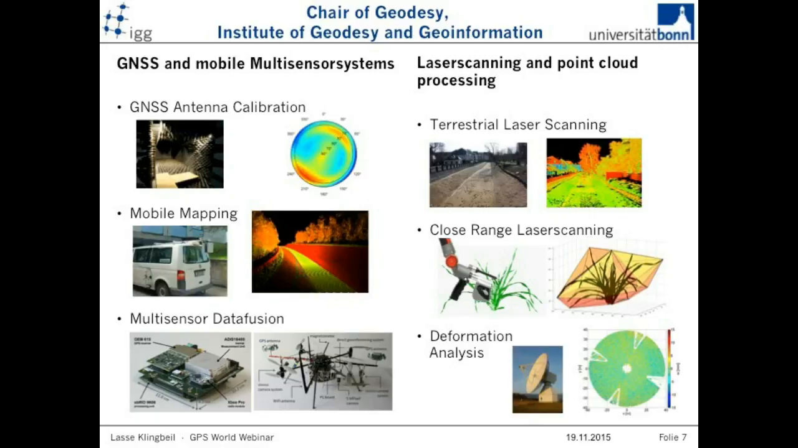On the other hand, we do terrestrial laser scanning, information analysis, for example, based on the data we take with the scans or with the mobile mapping. And we also have some people working on closer range laser scanning, mainly in the area of plant phenotyping.